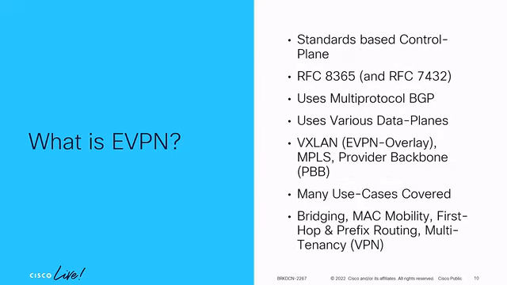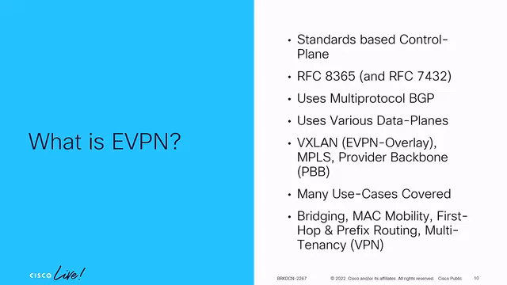We have EVPN, it's a control plane, it's an address family in BGP. We have 8365 as an RFC, which defines VXLAN EVPN specifically. We have RFC 7432, which is MPLS and the base RFC. So they're very close together and have just the variations on the end caps.